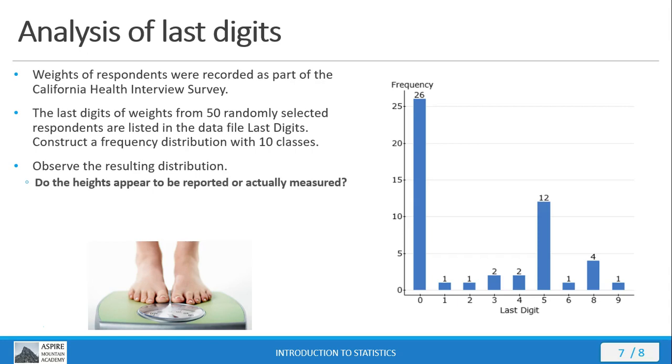Okay, here's your first question. Do the weights appear to be reported or actually measured? In other words, do these values appear to come from people answering a question about their weight? Or do these values appear to come from someone who actually measured people's weight? I'll give you a moment to respond.